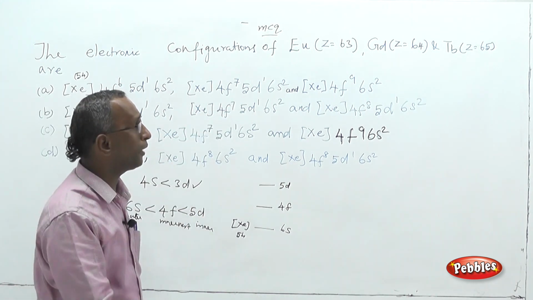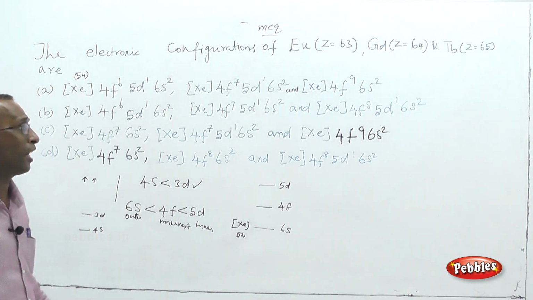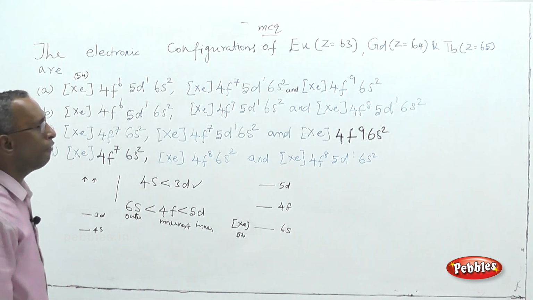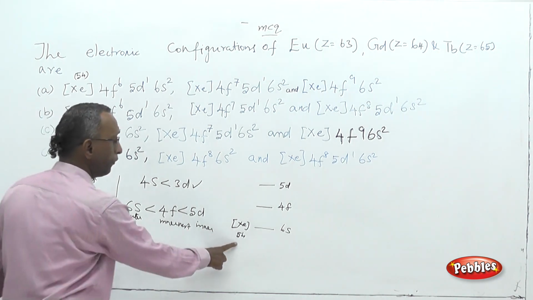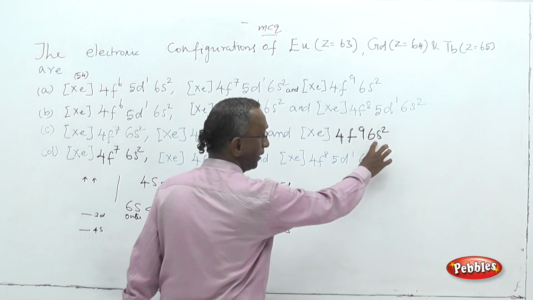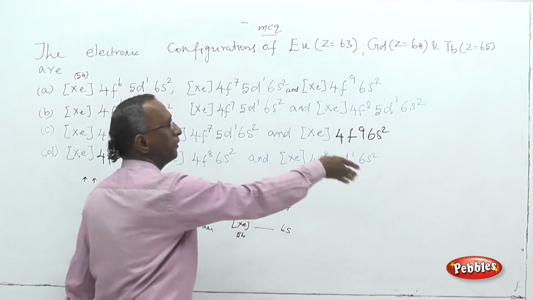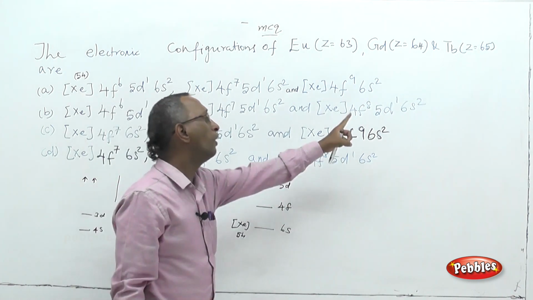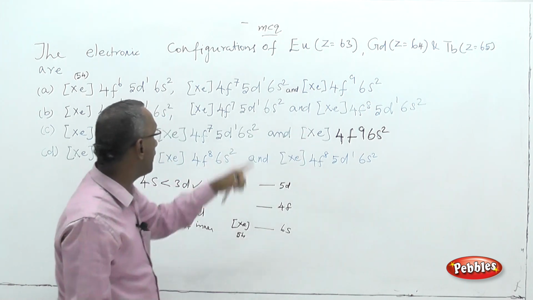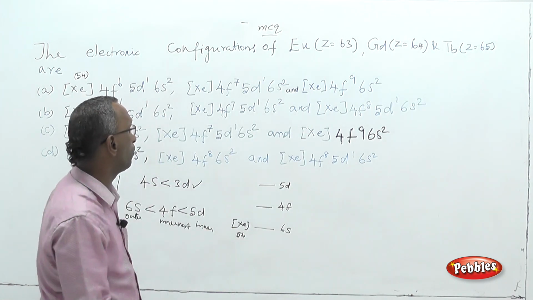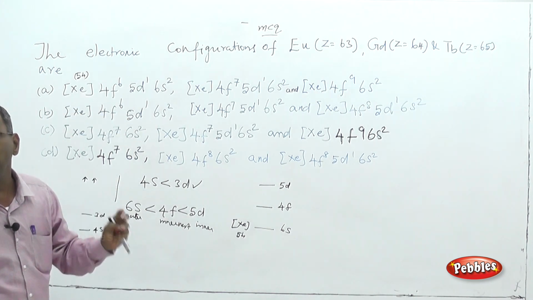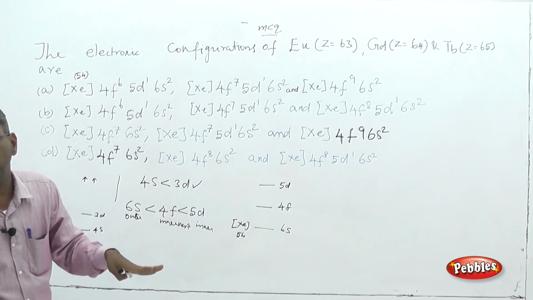Lastly, Tb, capital T, small b. Tb means terbium, T-E-R-B-I-U-M. Its atomic number is 65. So, 65 minus 54, 11 electrons are there. 6s has been filled. Then it comes to 4f9. Only when it comes to the 10th or 11th electron, the f orbital is getting paired. Till then, the f orbital will not be getting paired.